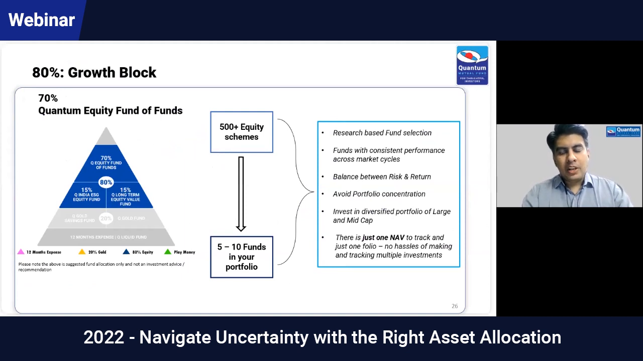So there are so many schemes out there. You need to build a concentrated 5 to 10 fund portfolio. You need research, you need consistent performance across market cycles, you need funds that also consider risk. You need to avoid portfolio concentration. You need a good mix of large and mid-cap schemes. And for you, it makes it easier. It's a solution for you. You just have one fund to invest in, one NAV to track, one folio, and you're sorted.